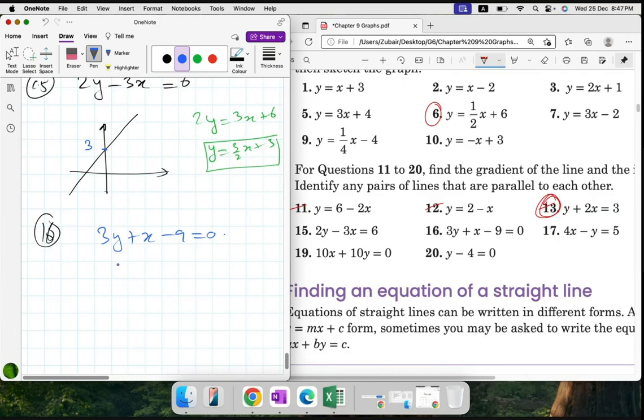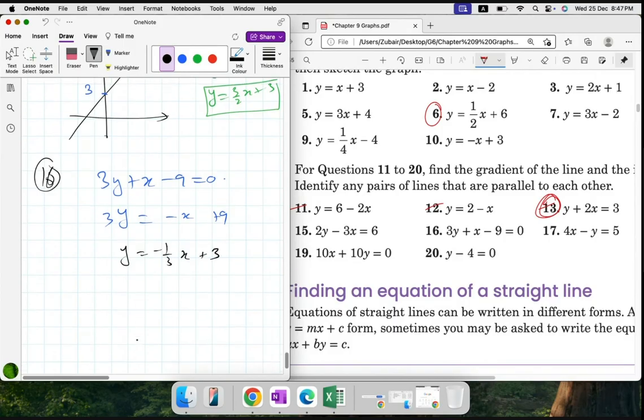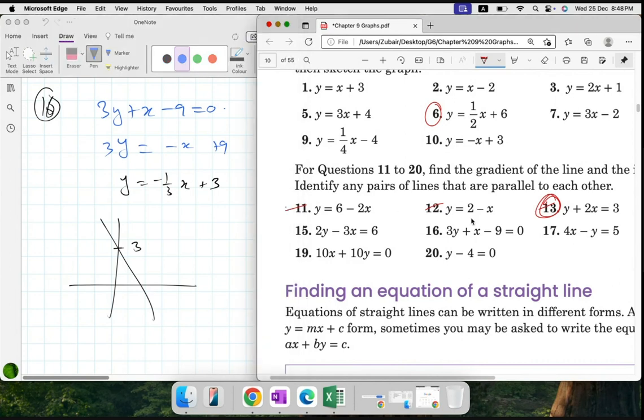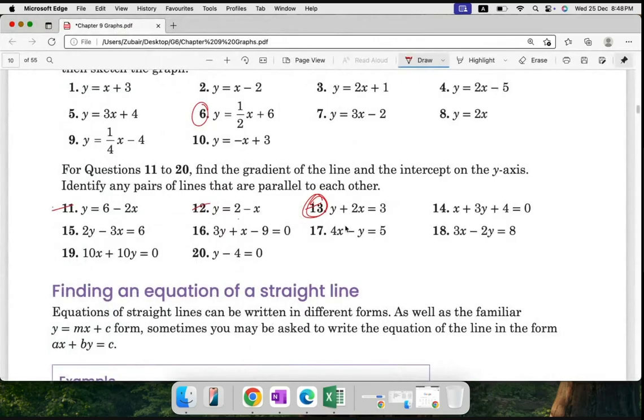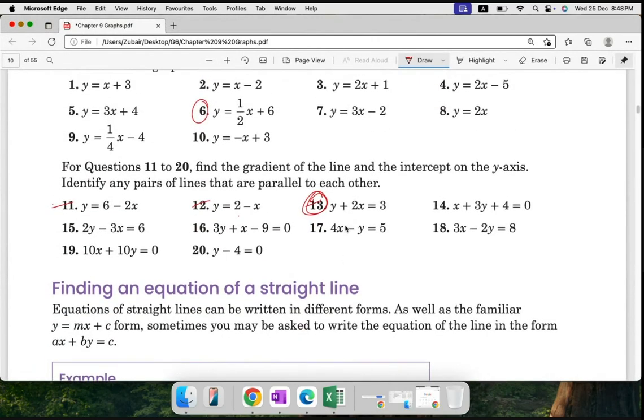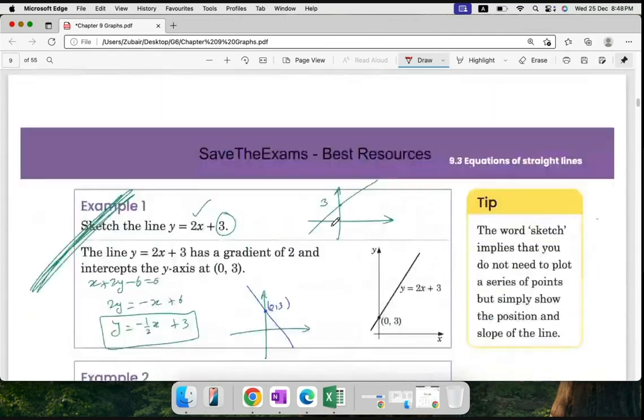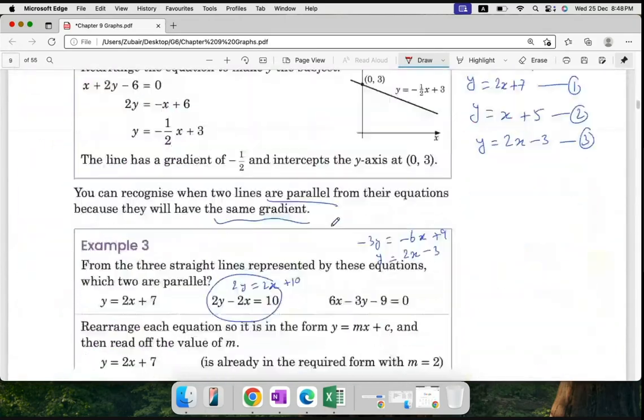So when I rearrange, this will become minus x plus 9, and this is minus 1 by 3x plus 3. So a negative gradient and a positive intercept, that is correct. This is correct. Okay, so just try a few more, or I would say just leave this and do 9.2, distance, midpoint, and gradient.